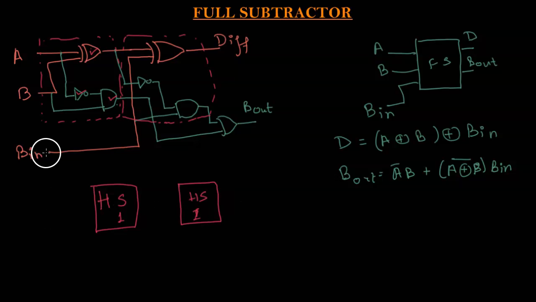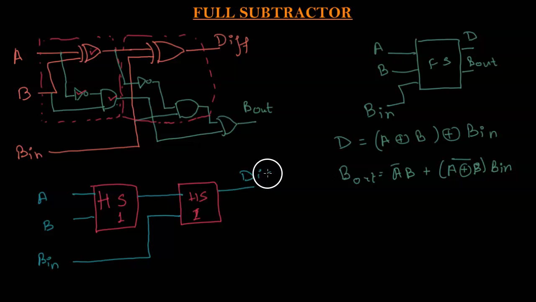We still have our inputs A and B, and this half subtractor is connected to the next one. Then we have our third input, the borrow in, which gets connected to the second half subtractor, giving out the first output, which is the difference. Next, for the B out, there is a wire coming out from here and a wire coming out from this AND gate, which are ORed together.